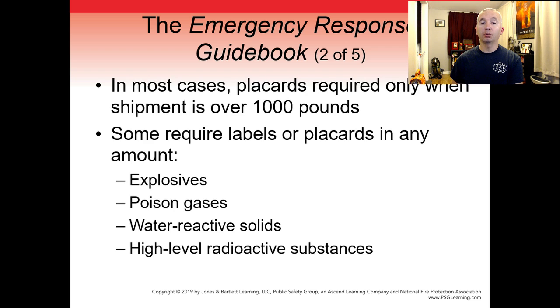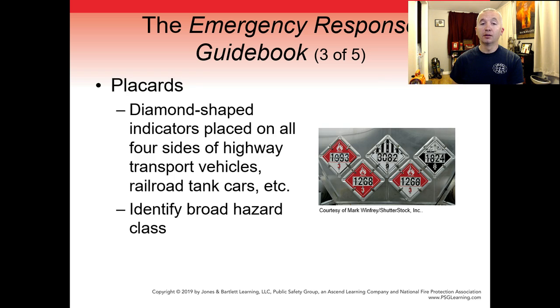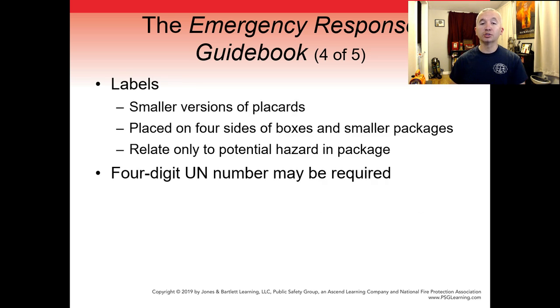In most cases, placards are required only when a shipment weighs over 1,000 pounds. Some chemicals require labels or placards in any amount: explosives, poisonous gases, water-reactive solids, and high-level radioactive substances. Placards are diamond-shaped indicators placed on all 4 sides of highway transportation vehicles, railroad tank cars, and so on, that identify a broad hazard class. Labels are smaller versions of these placards, placed on all 4 sides of the individual box or smaller package, and relate only to the potential hazard within the package.